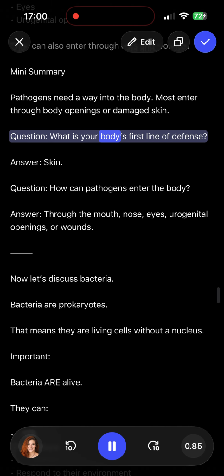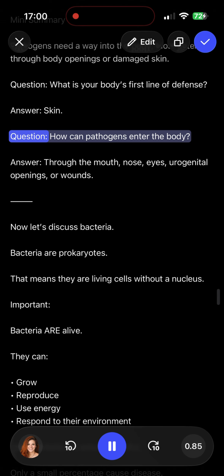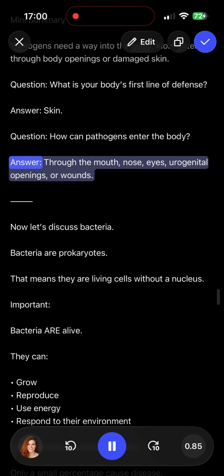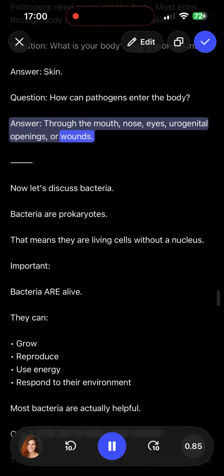Question: what is your body's first line of defense? Answer: skin. Question: how can pathogens enter the body? Answer: through the mouth, nose, eyes, urogenital openings, or wounds.